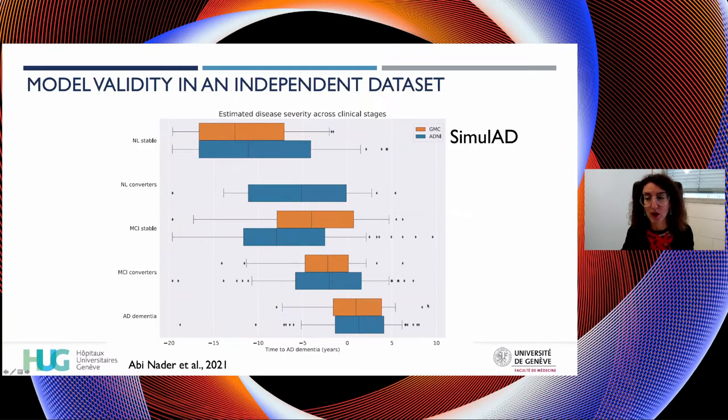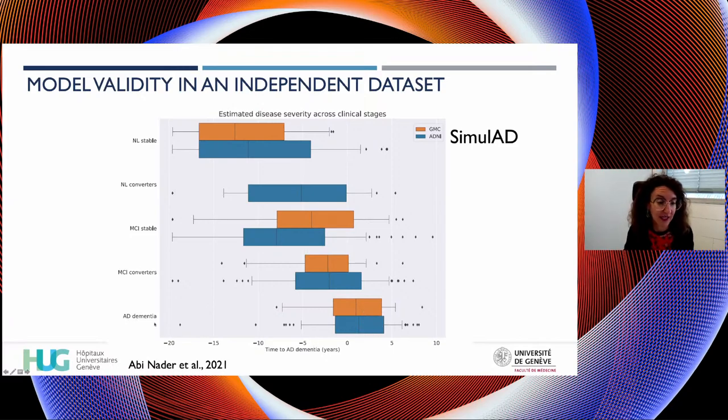And one very important thing in artificial intelligence research is the use of external validations. So in this case, the model has been trained on ADNI, then tested on an independent part that was not used for training in ADNI, but also in our Geneva memory cohort. And you see that when we test what is the time to dementia that we observe in different populations that have been defined clinically and on the basis of their follow-up, we obtain results that are very logical.